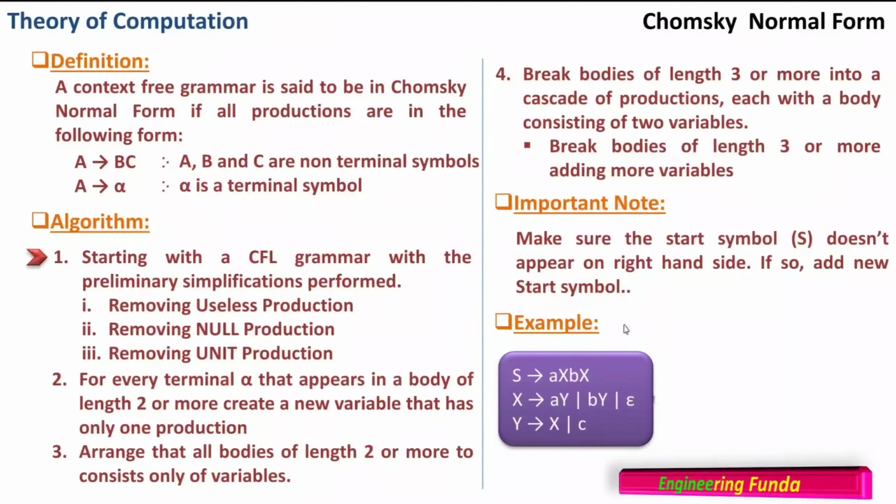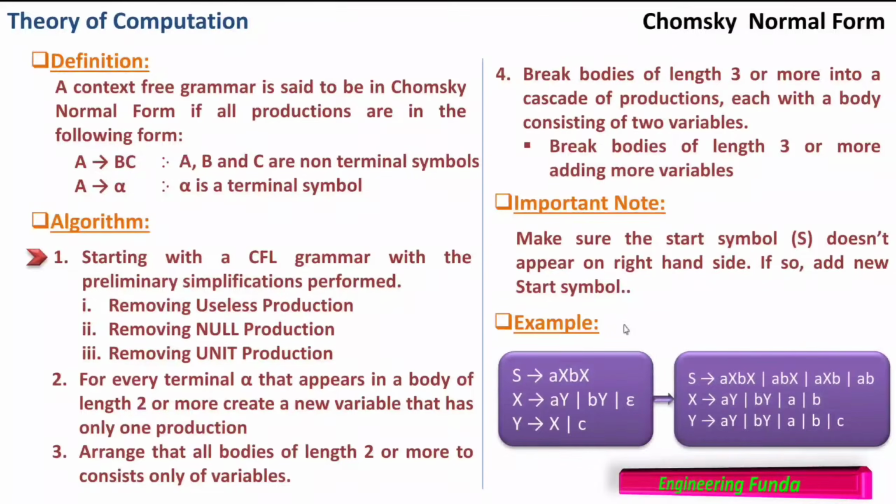For this instance, I have directly applied the concepts and we have this new grammar, which does not have any useless production, any null production, or any unit production. So here you can see that S tends to AX, BX, ABX, AXB, AB, AY, BY, AB, C. This grammar is converted to a simplified grammar free from useless production, null production and unit production. Now in this next step, we will be using only this grammar.